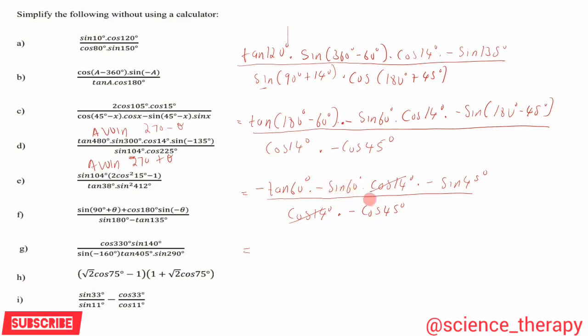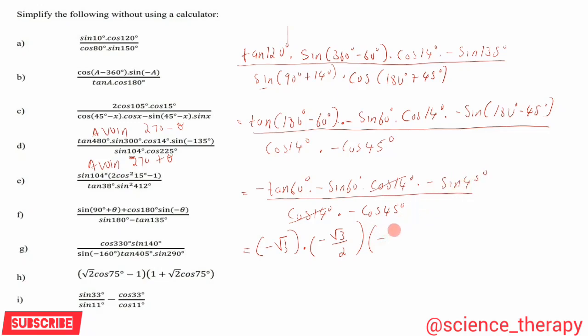At this point, I'm only left with the special angles, so I can refer to my right angle triangles of special angles, whereby for tan 60 I have root 3, so that's negative root 3, and then for sine 60 I'm given negative root 3 over 2. So the negative is coming from here. Sine 60 is root 3 over 2. Then here I have the negative coming from here.